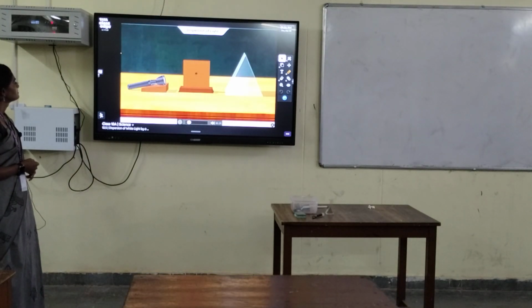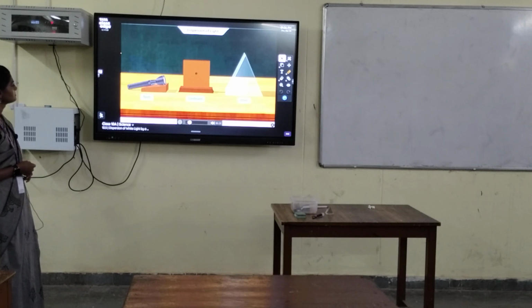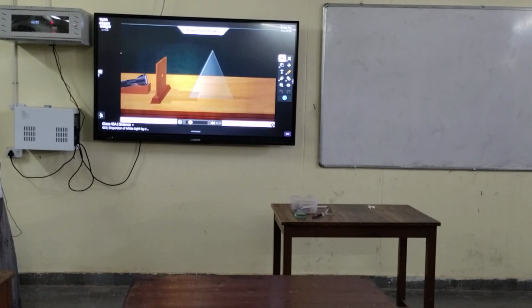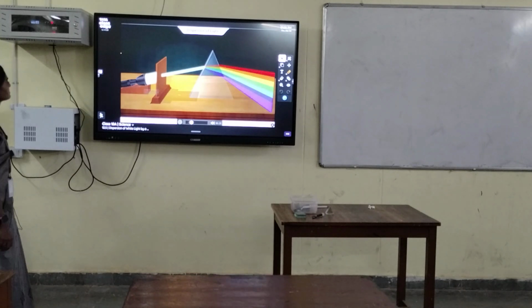You will require a white light torch, a cardboard with a pinhole, and a glass prism. In a closed room, place the cardboard between the torch and the prism on a table, draw the curtains and switch off the lights to darken the room. Switch on the torch. A narrow beam of light passes through the hole and falls on the glass prism.